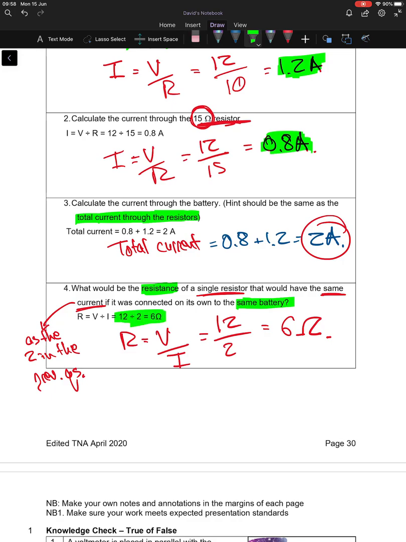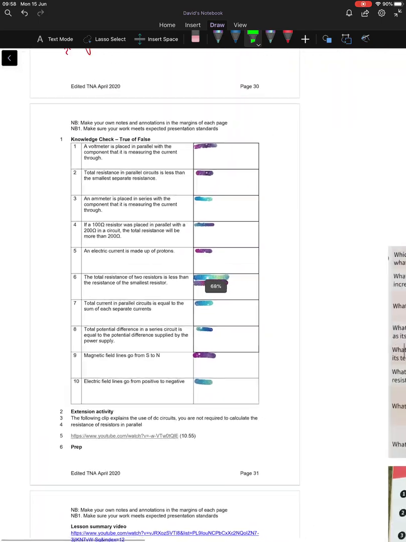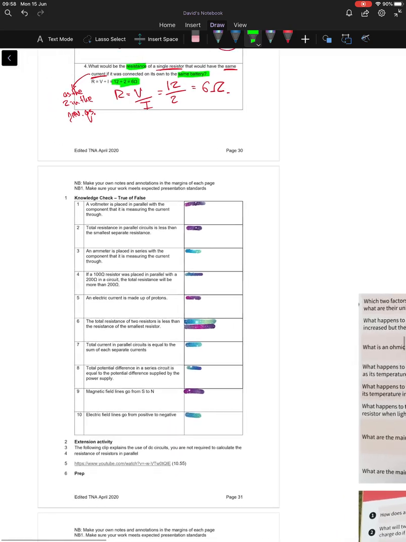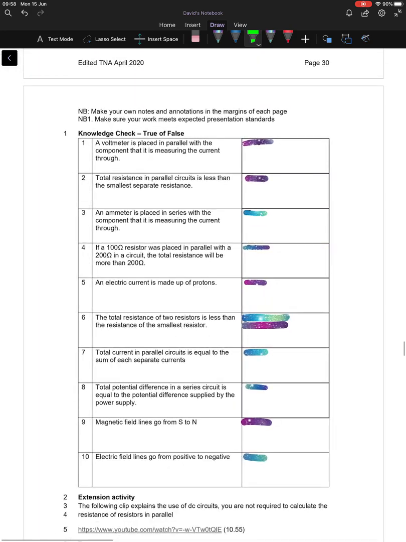Pause the video, go back if there's anything you're not sure on. Make sure you corrected any of your answers that you didn't get right. And then to go on to the next page, can you now have a look at just the knowledge check questions, which are purely true or false. Pause the video and see how many of them you can get.